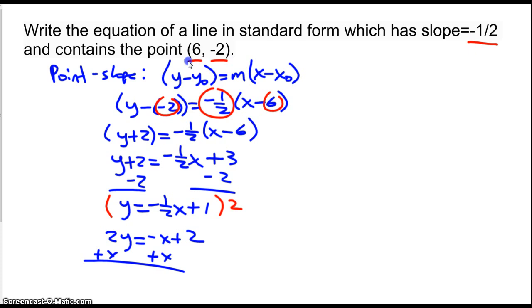And we were just about to add 2 to both sides to get x plus 2y equals 2, which would be the equation in standard form. All right, and that's what we were asking for, the equation of a line in standard form that had that given slope and point. All right, let's do a couple more examples here.